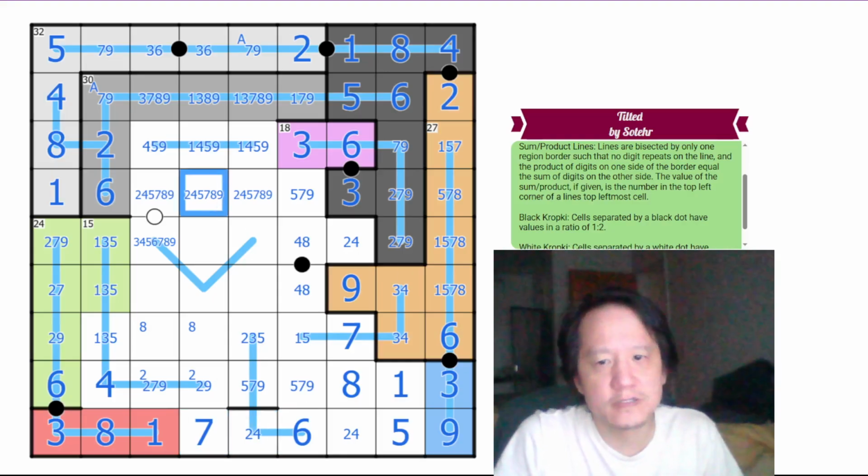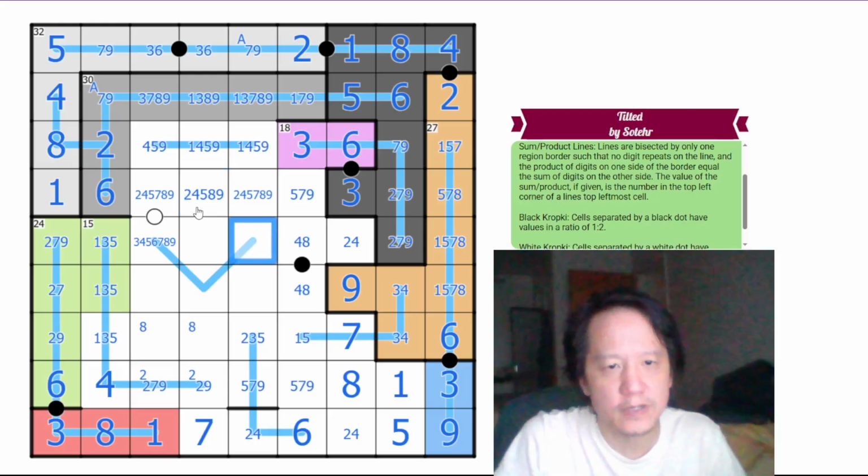This 7 eliminates 7 in the column. So this can't be 7 here.